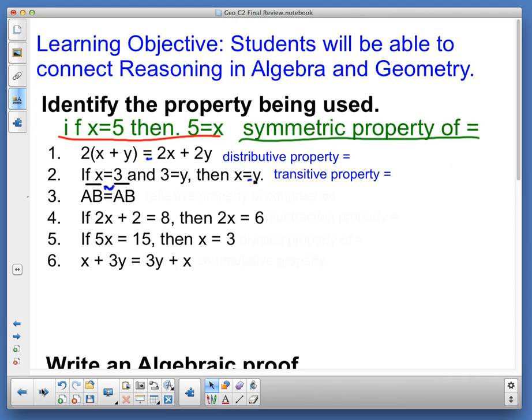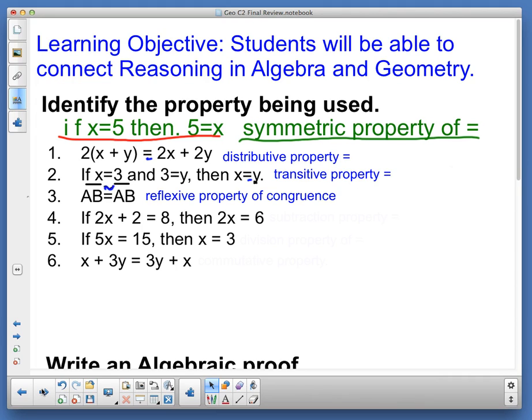This next one, I've got segment AB congruent to segment AB. This is reflexive property, something that's equal or congruent to itself. In this case, it's congruent, so it's reflexive property of congruence. And that's the difference between properties of equality and properties of congruence. I can't add, subtract, multiply, and divide things that are congruent, but I can use those as equality. So adding, subtracting, multiplying, dividing are properties of equality. I do not use them in congruence, so they don't exist in congruence.